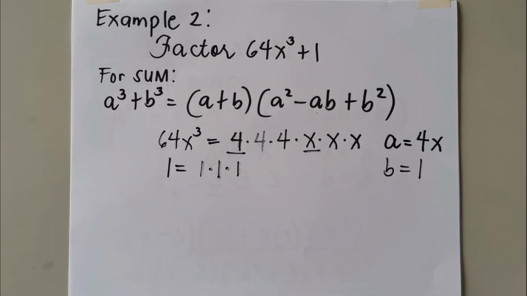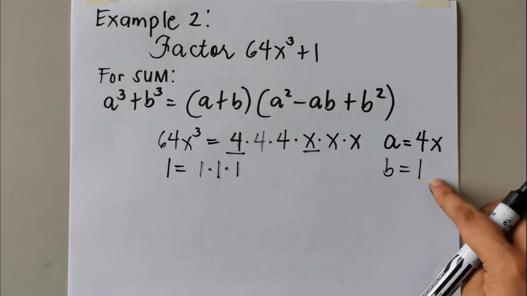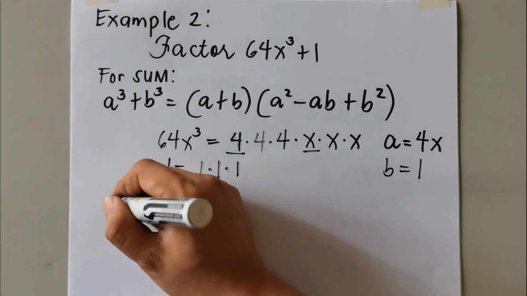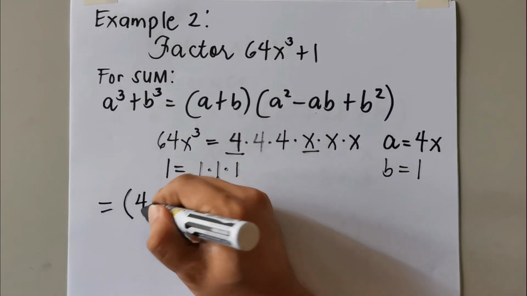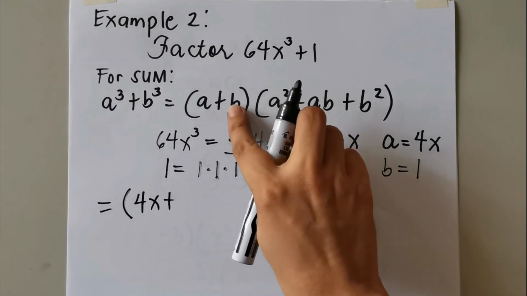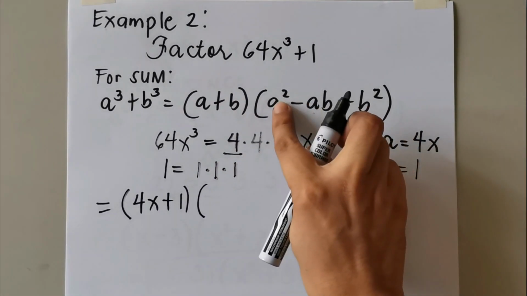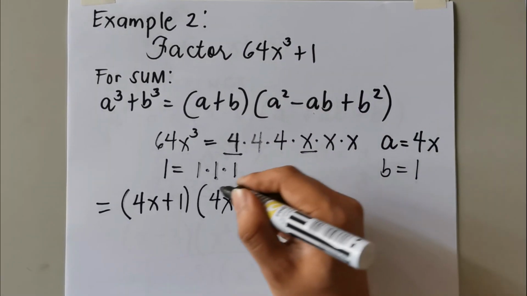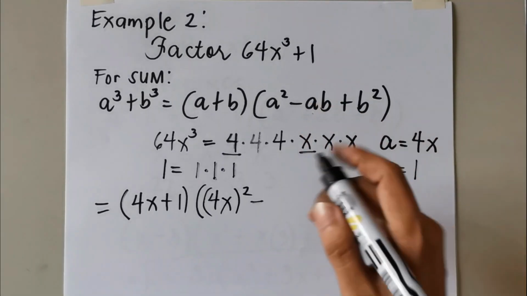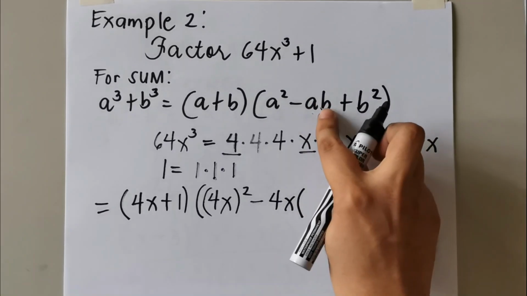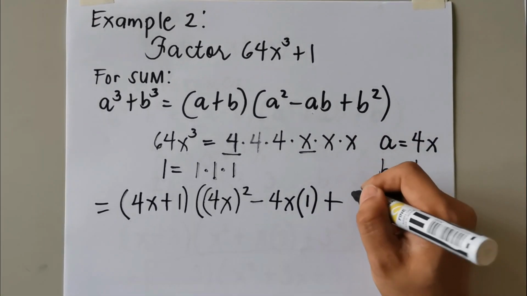Now, what's left to do is to substitute our a into the pattern, and of course our b. So let's first have the first quantity. So that's 4x plus 1. And now the second quantity, we have 4x squared minus a times b. So that's 4x times b, which is 1. And then finally, our b squared, which is 1.